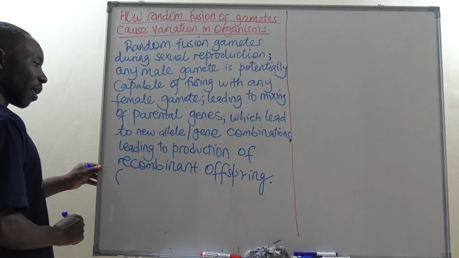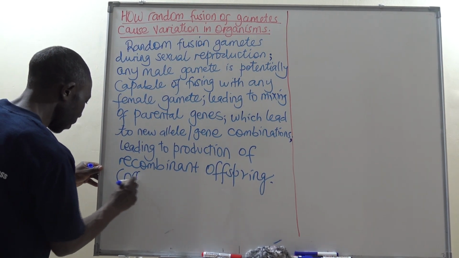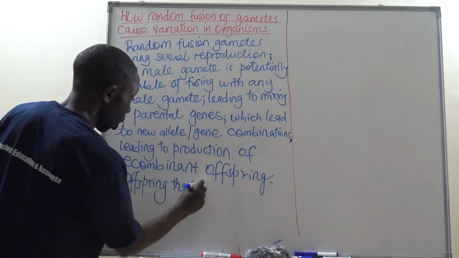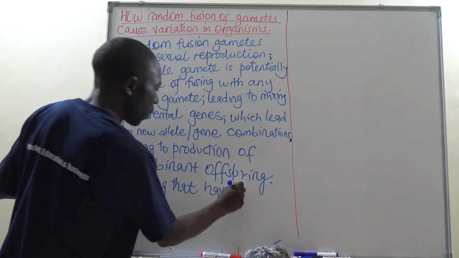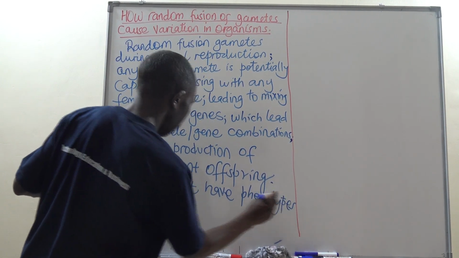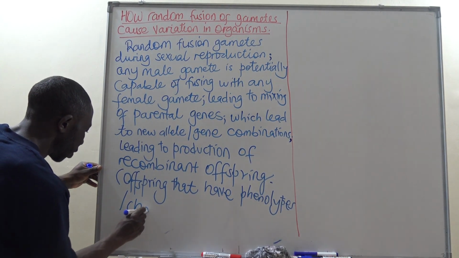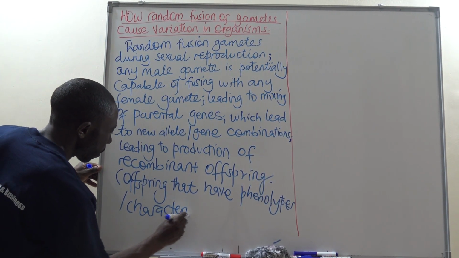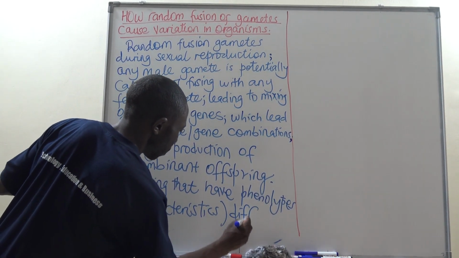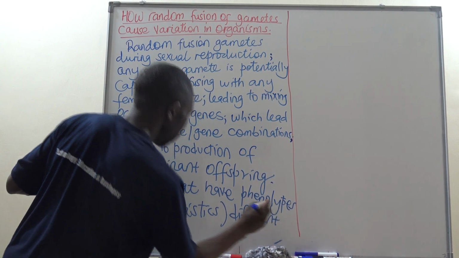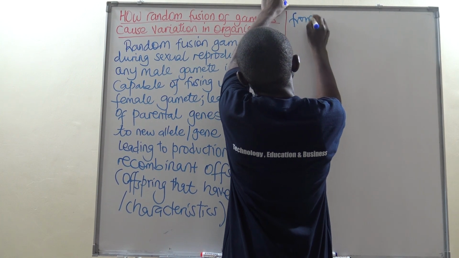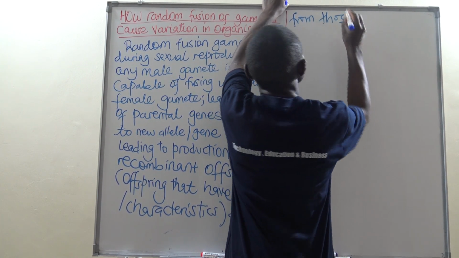So write in brackets that these are offspring that have phenotypes or characteristics different from those of the parents.